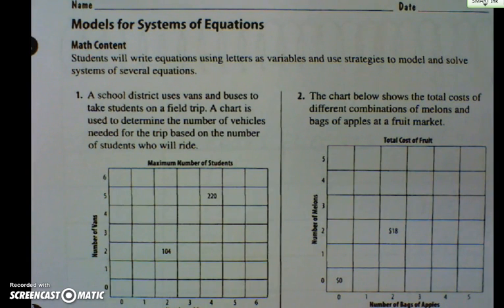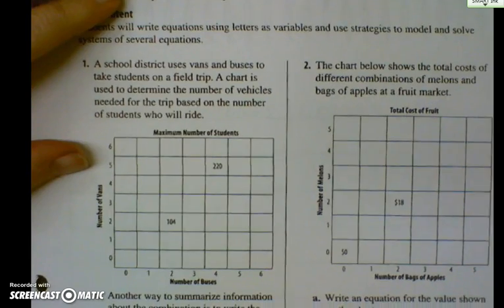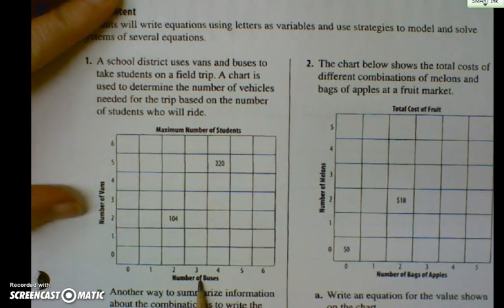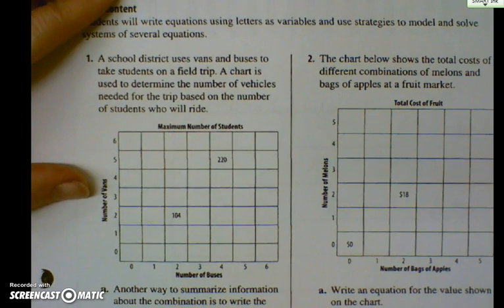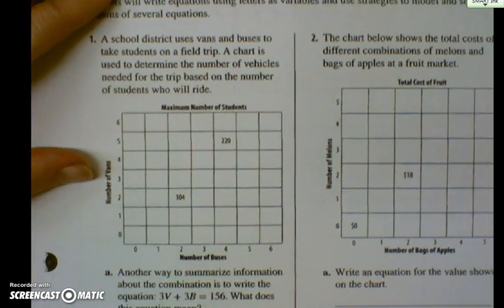It says a school district uses vans and buses to take students on a field trip. A chart is used to determine the number of vehicles needed for the trip based on the number of students who will ride. So we can see on the combination chart that we are combining buses and vans. And it asks us some questions underneath about the combination chart.